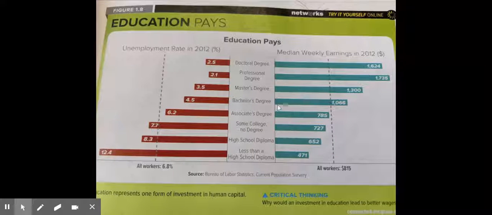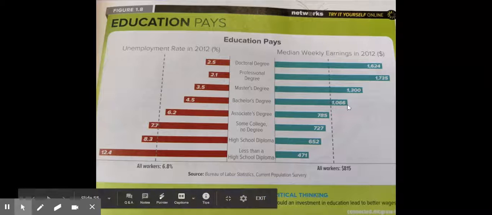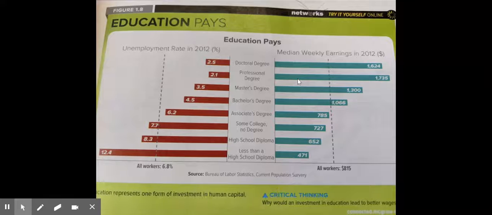So somebody with a bachelor's degree is on average going to have a better chance of being employed, at a 4.5% unemployment rate or a 95.5% employment rate, than somebody with no college degree, at a 7.7% unemployment rate. And they're also going to make more money, an average of $1,066 in median weekly earnings, compared to somebody with no college making $727. Now you can see that it goes up and up and they just grow and grow, except a professional degree makes more money than a doctoral degree.